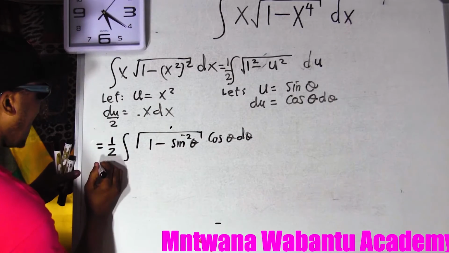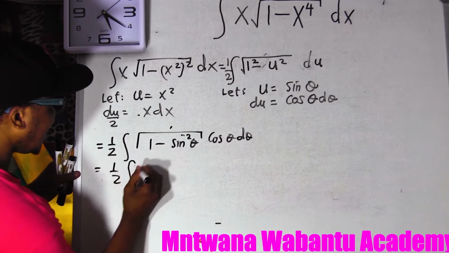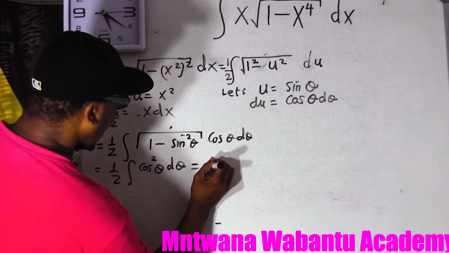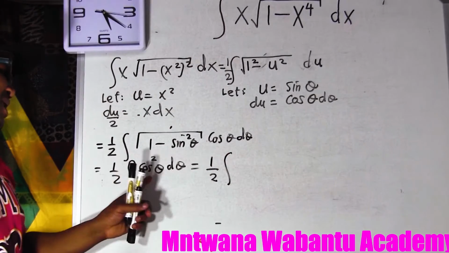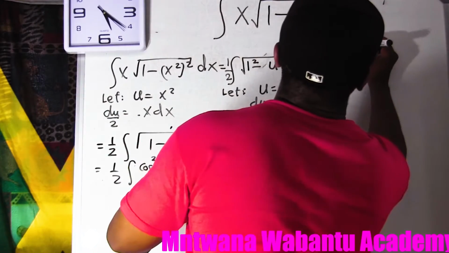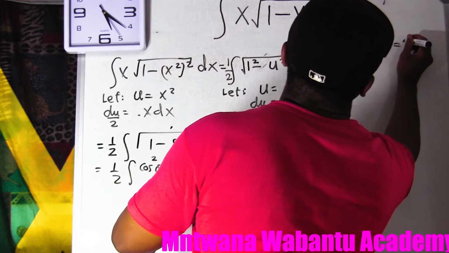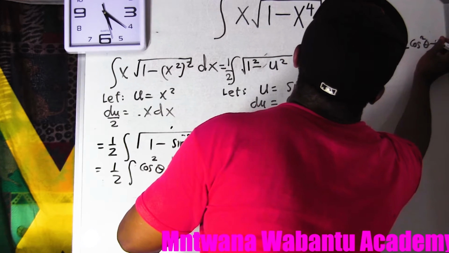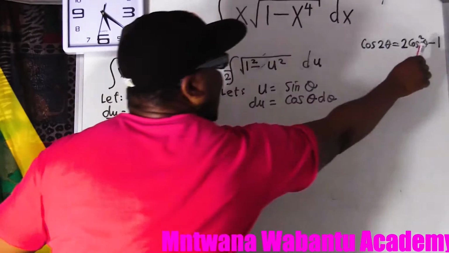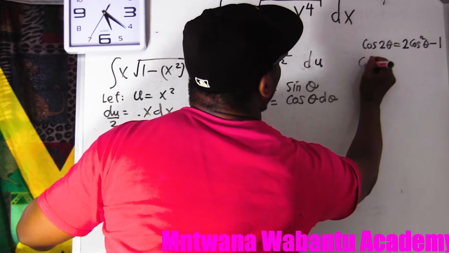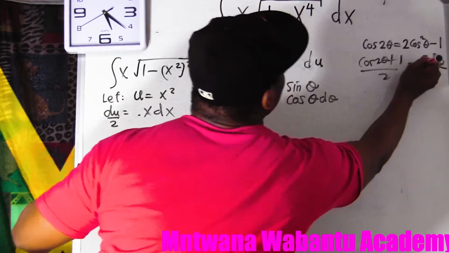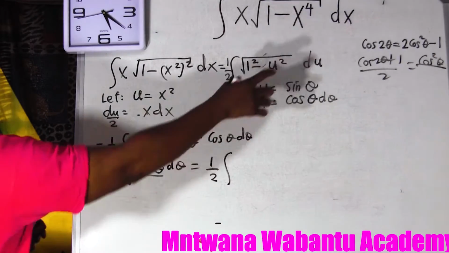So I can just replace, say, equal to 1 over 2 integral of cos theta times cos theta, which means cos squared theta d theta. From the trig identity we know cos double angle equals 2 cos squared theta minus 1. So if I want to get cos squared theta, which you have to replace there, cos squared theta equals (cos double angle plus 1) over 2. So I can replace this cos squared theta with that.